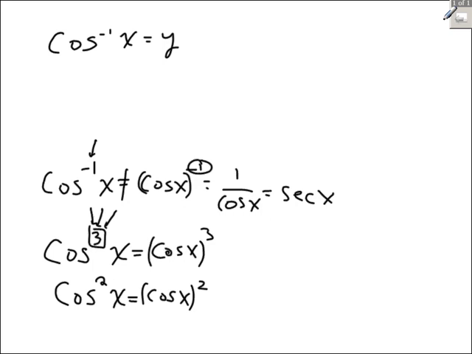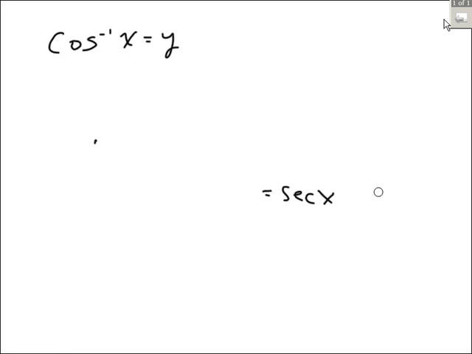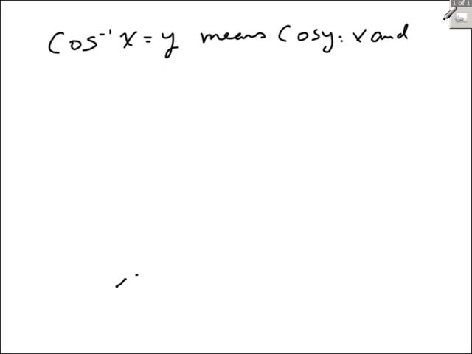Okay, having stated that, let's give the definition of what I have on the board on the top. This means that cosine of y is equal to x, and this is very important, and x is between 0 and 180 degrees.